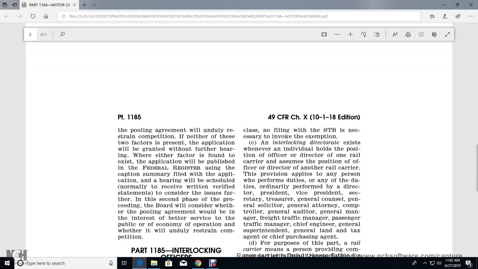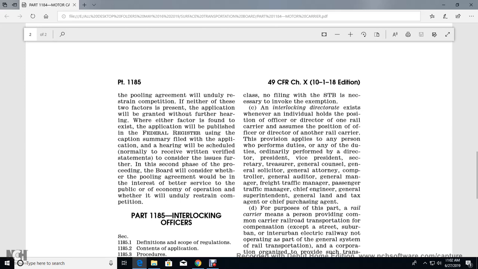If either factor is found to exist, the application will be published in the Federal Register using the caption summary filed with the application, with a hearing schedule to normally receive written verified statements to consider the issue further. In the second phase of the proceeding, the board will consider whether the pooling agreement would be in the interest of better service to the public and economy of operation without unduly restraining competition.